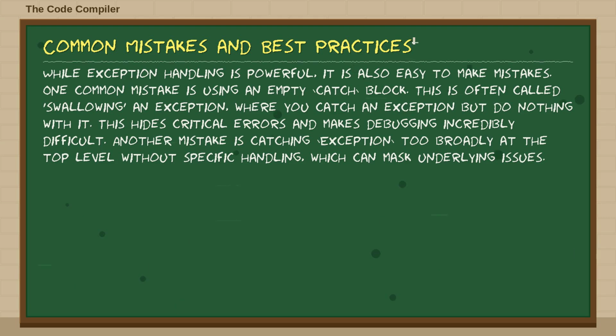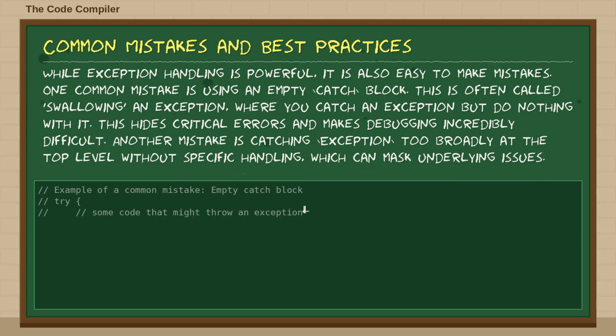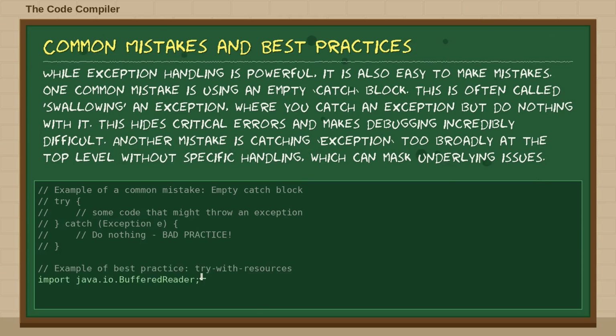A very important best practice, especially for resources like files or database connections, is to use the try-with-resources statement. It automatically closes resources for you, eliminating the need for an explicit finally block to close them, making your code cleaner and safer. Remember, good exception handling is about informing, recovering, and maintaining program integrity, not just ignoring problems.